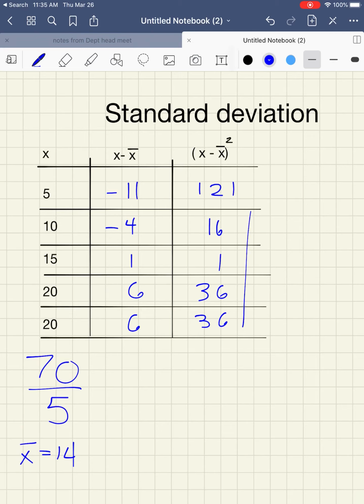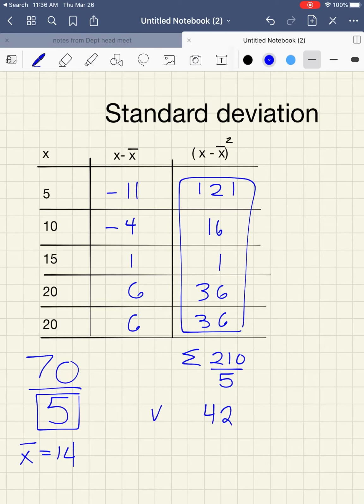We're then going to find the sum of those numbers. So I've got a little calculator going off screen so that I don't make a mistake here. 121, 16, 1. Should get 210 when I add those together. Now again, the number of values is 5. So when I divide by the number of values, I get 42. And that's my variance.